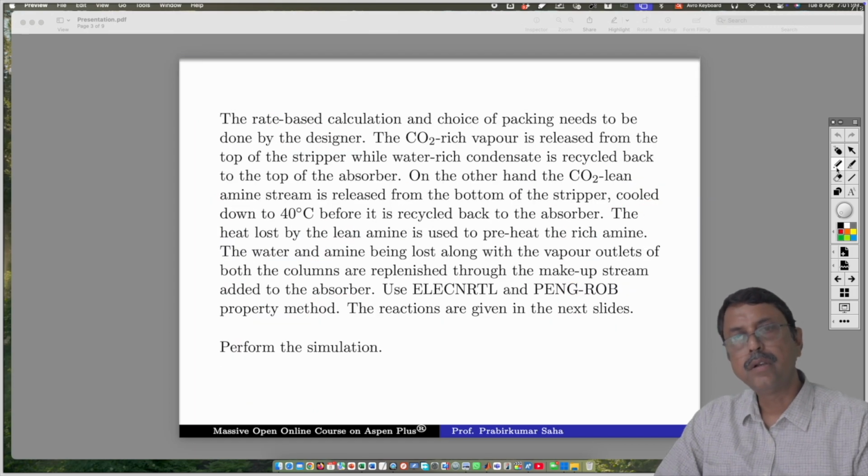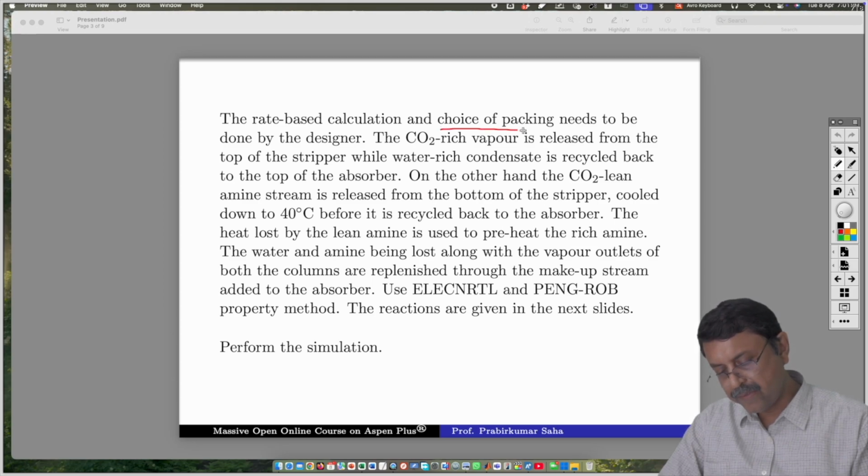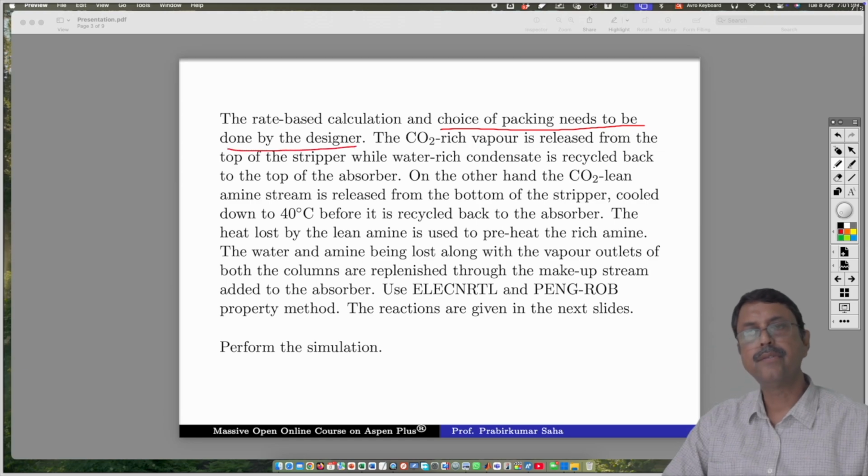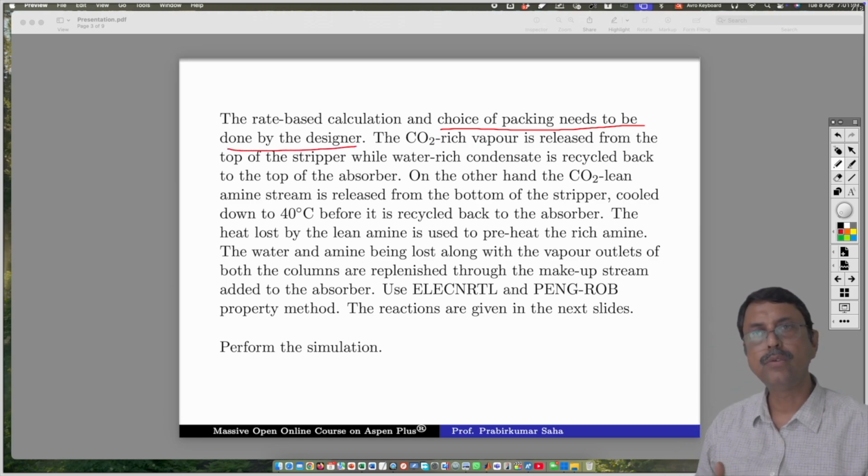Then the problem statement continues. The rate-based calculation and the choice of packing need to be done by the designer. So here it is saying that it is not an equilibrium calculation that we have to do. We have to rather perform a rate-based calculation. And in order to perform the rate-based calculation, we have to design the packing material. We have to design the diameter and the height of the column and many other things. So these are left to us, the designer. How to design, that we have to fix. They are not suggesting anything from their side.